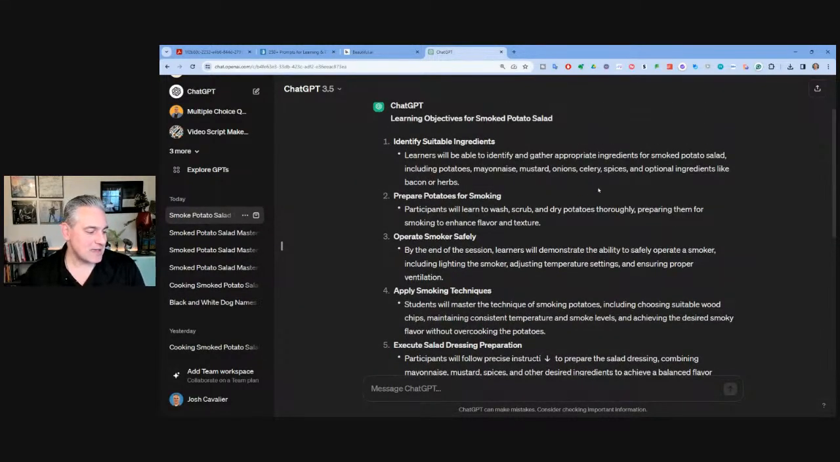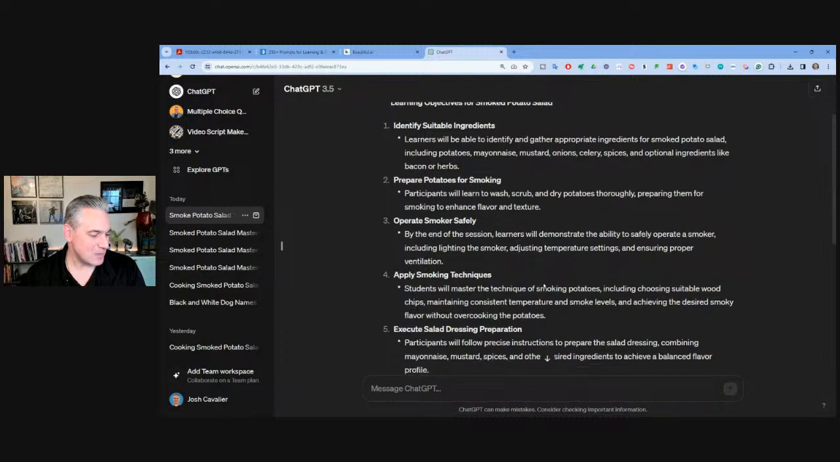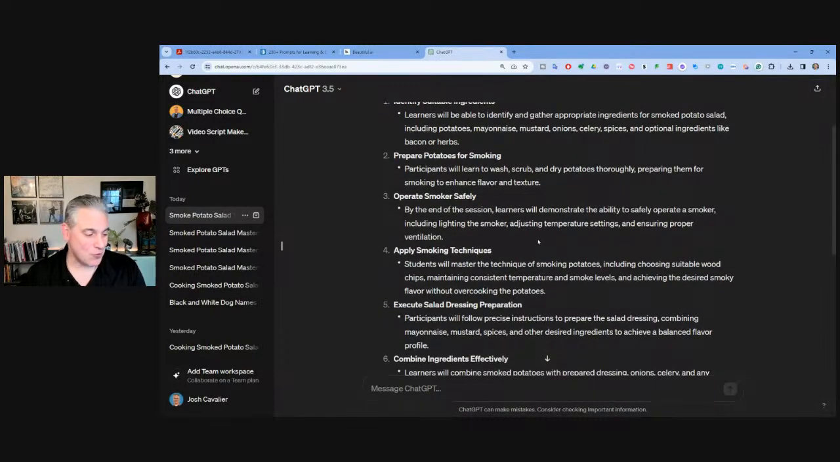Learners will be able to identify and gather appropriate ingredients, including potatoes, and I'm still not seeing anything about time or measurement here. All right, let's talk about that.